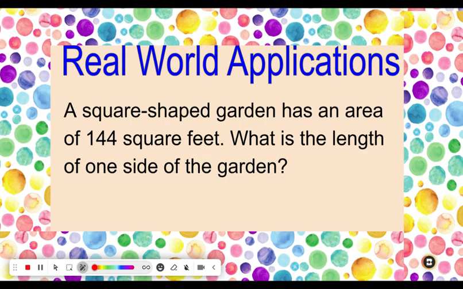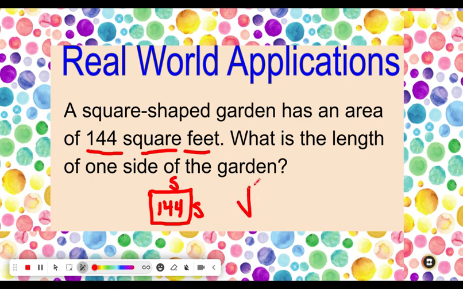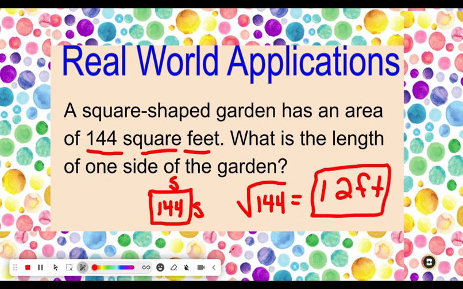Okay, here are some real world applications. A square-shaped garden has an area of 144 square feet. What is the length of one side? So we have a garden, and we know the area is 144, so 144 little squares in here. How are you going to find each side? You find the square root of 144, which equals 12. So each side is 12 feet.